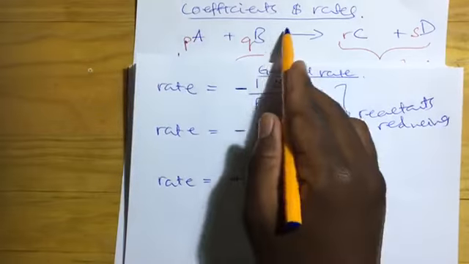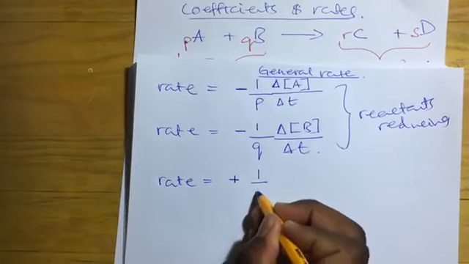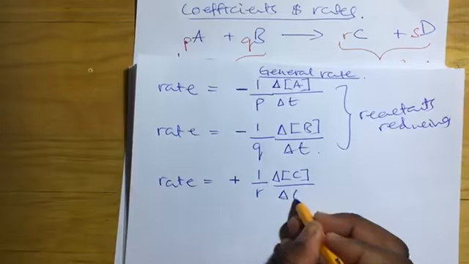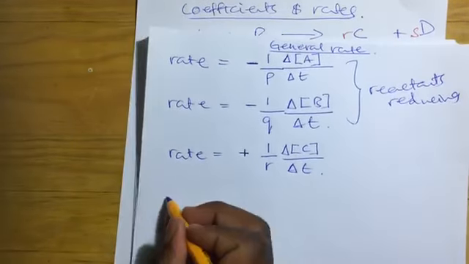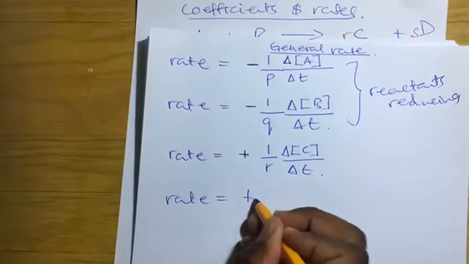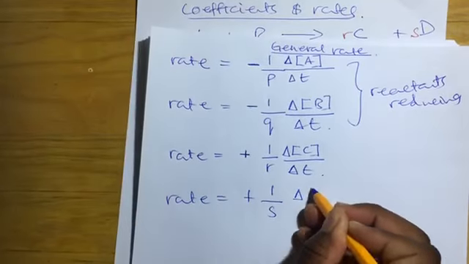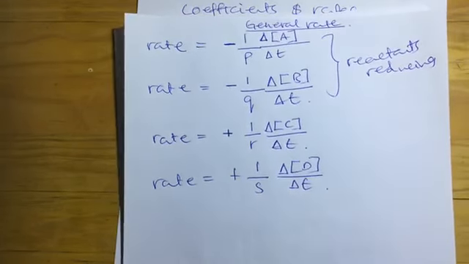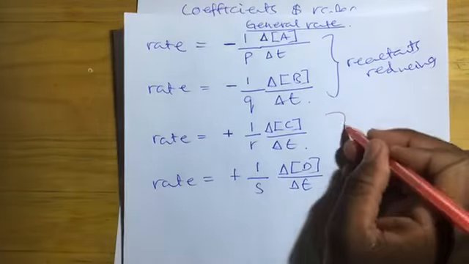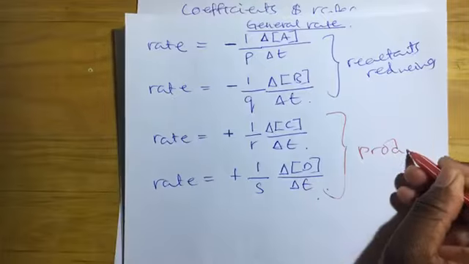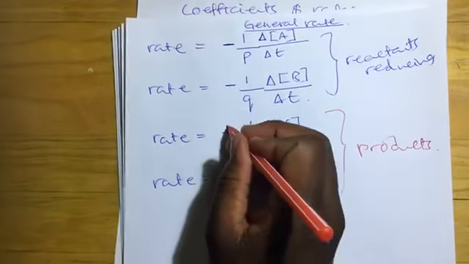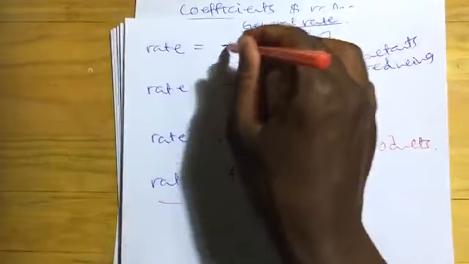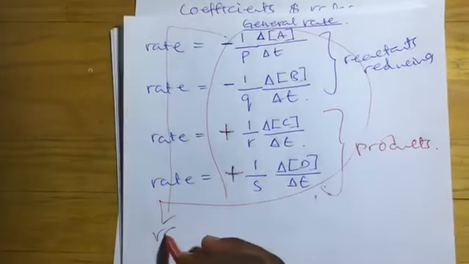Okay. So for products, it will be positive 1 over R multiplied by change in concentration of C divided by change in time. Okay, for the last one, it will be rate is equal to positive 1 over S delta D divided by delta T. Now, I want you to notice something. All these are for the products. Okay? Products, they have a positive. Reactants have a negative. All these things are referring to the same thing, which is the rate.